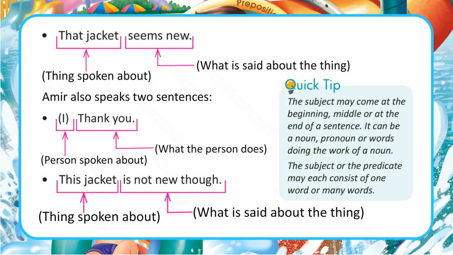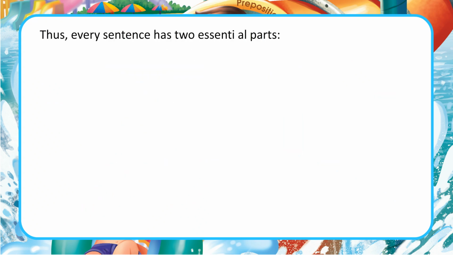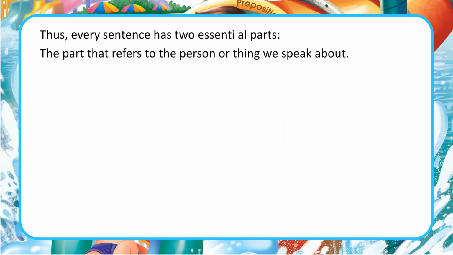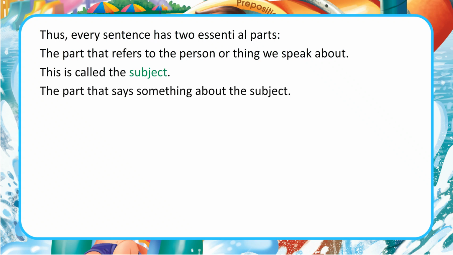Quick tip: the subject may come at the beginning, middle or at the end of a sentence. It can be a noun, pronoun or words doing the work of a noun. The subject or the predicate may each consist of one word or many words. Thus, every sentence has two essential parts. The part that refers to the person or thing we speak about is called the subject. The part that says something about the subject is called the predicate.